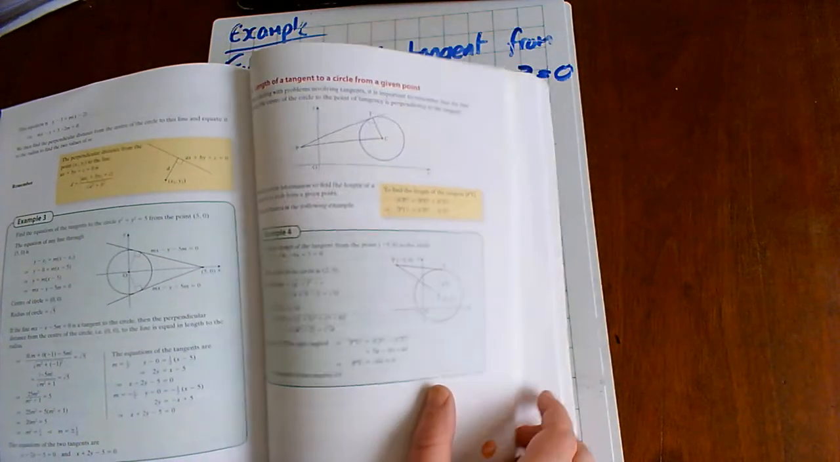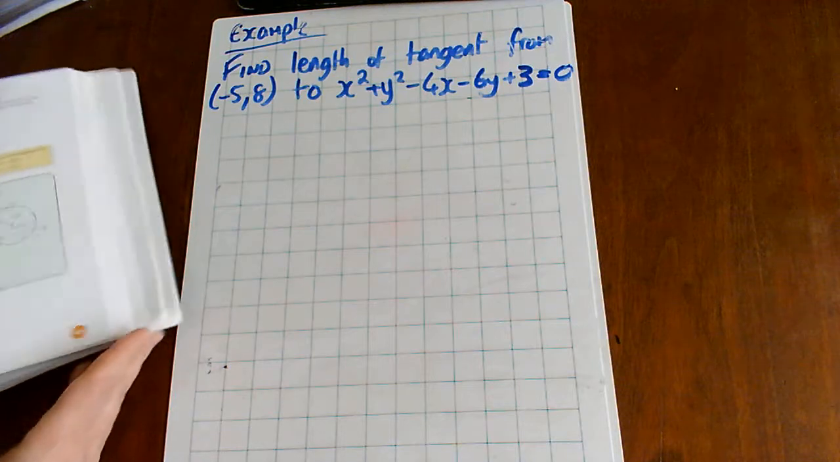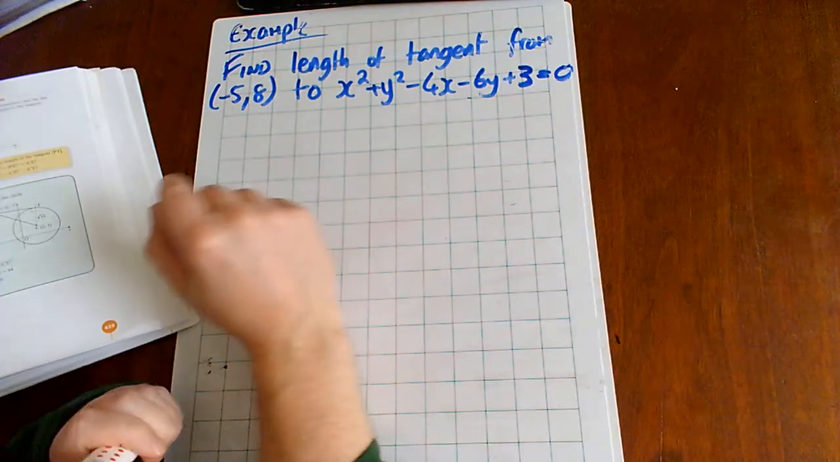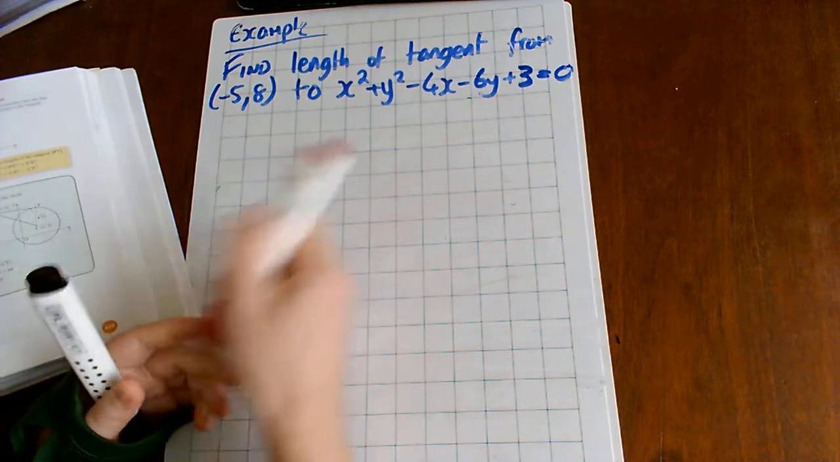So we'll do example 4, then I'll get you to try a couple of questions, and after this we'll probably do a bit more in these videos and get you to do a tiny bit more. Okay, so the first thing we're going to do is a sketch. So take down the question: find the length of the tangent from (-5, 8) to this circle.